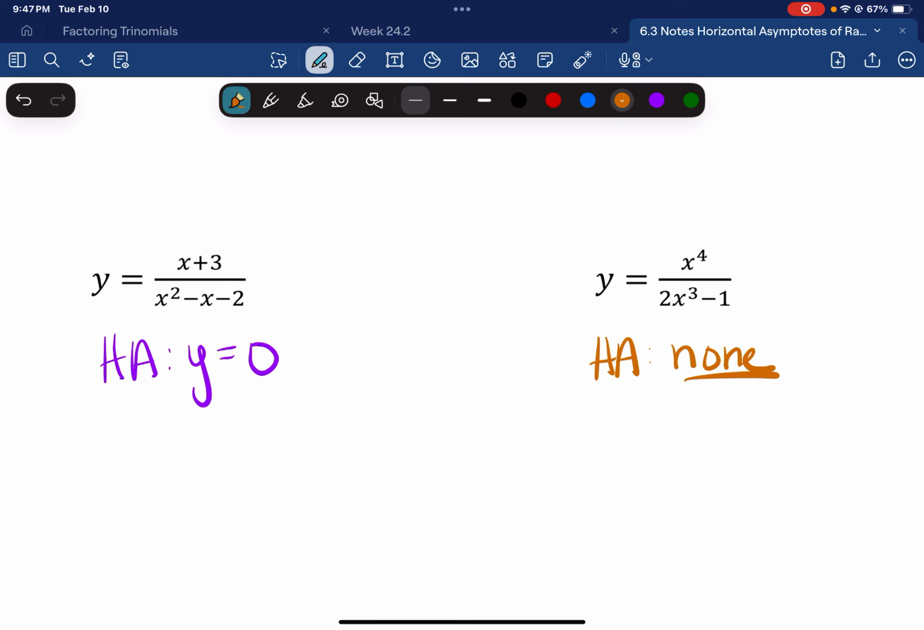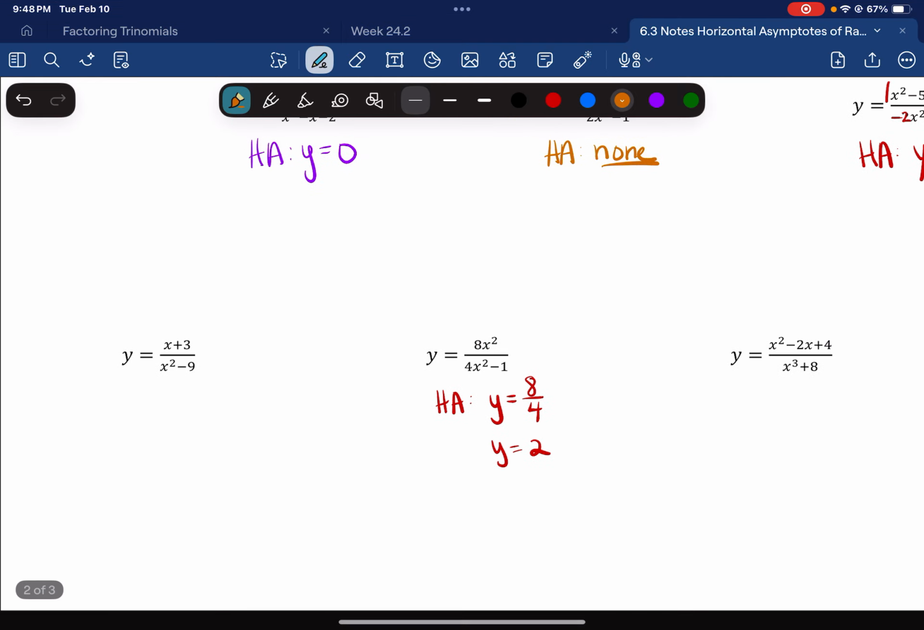There's not one. Now, some people might be tempted to write 0 there, and that can be a little misleading. We don't want somebody to think that the equation is y equals 0 and maybe you left off the y value or something. Don't write the number 0, just put none. There is not a horizontal asymptote.